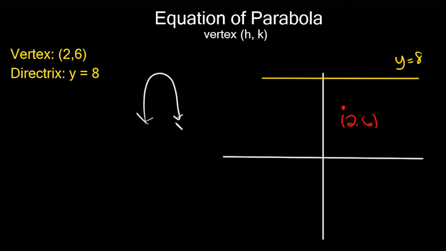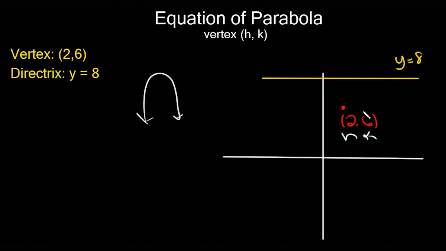So what do we need to do here? Well, I have my directrix of y equals 8. I have my vertex (2, 6). I'll go ahead and label my vertex as h and k. And if you really wanted to here, you could go ahead and put on your focus. So my focus here, again, is going to share the same distance that my directrix does from my vertex.